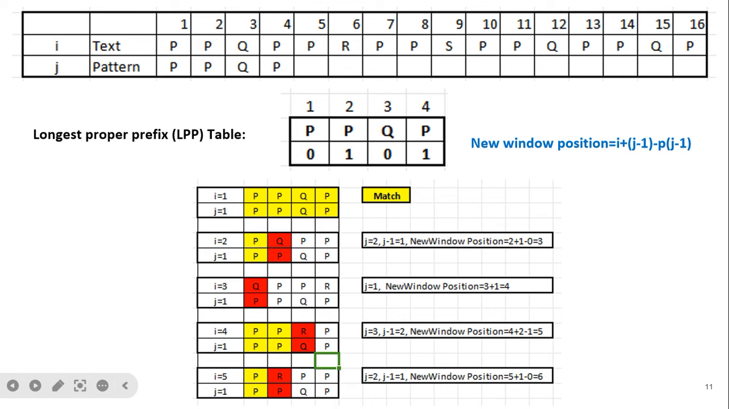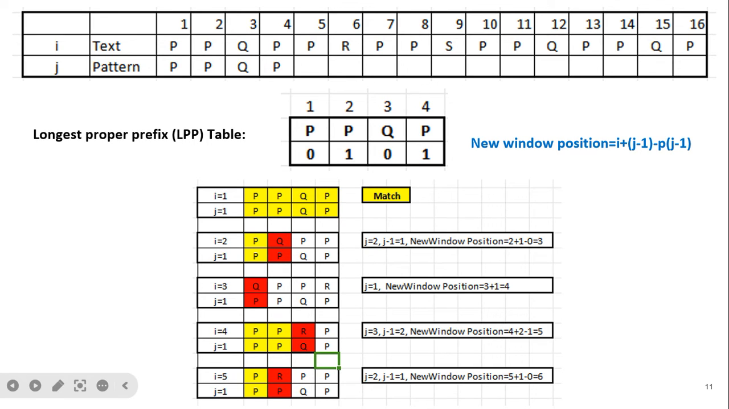That is, this is nothing but the prefix table. So I is 2 plus j minus 1 is 1, that is j is 2 and j minus 1 is 1, and at one location the prefix value is 0. So 2 plus 1 minus 0 is equal to 3. Now we increment I is equal to 3.